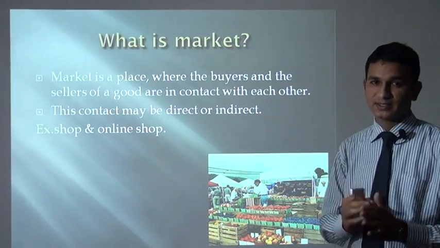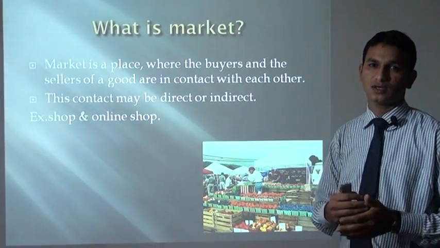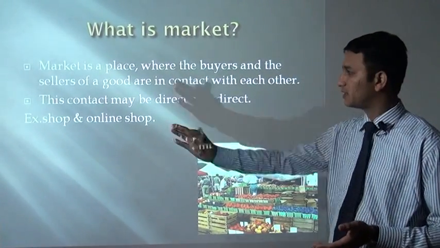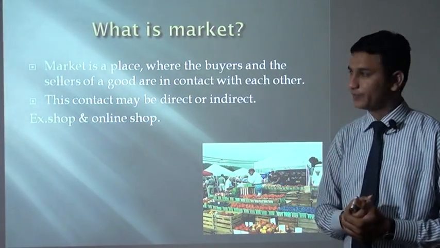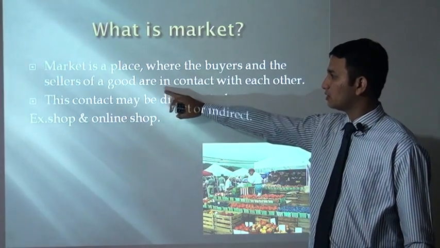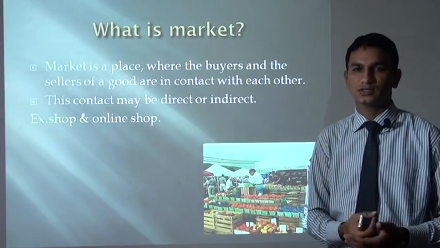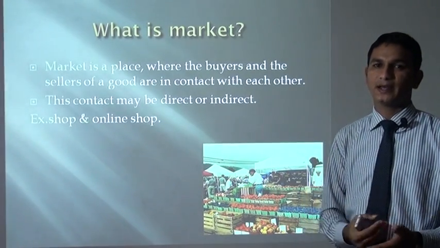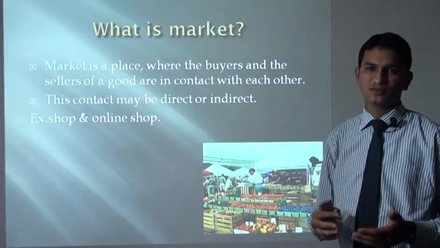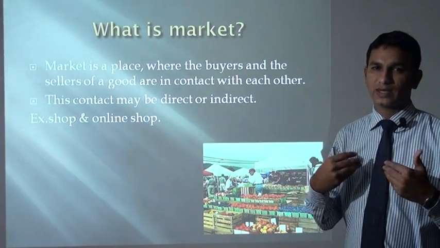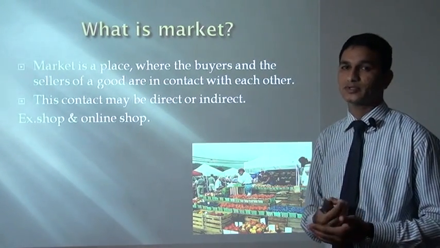Market is a physical place where the buyers and the sellers are in contact with each other. Buyers are those who are going to buy things, and sellers are going to sell their product to earn profit from a good or service. Buyers and sellers are continuously in contact with each other to sell and buy goods. This contact may be direct or indirect. It is not necessary that if I want to buy or sell a product, I need to contact the customer or the seller directly.